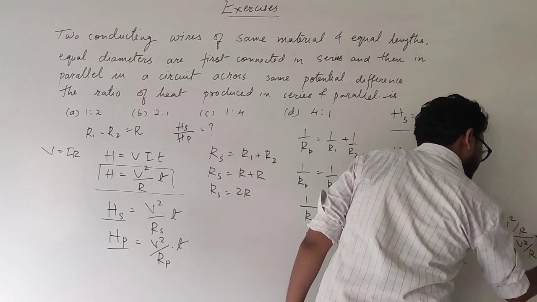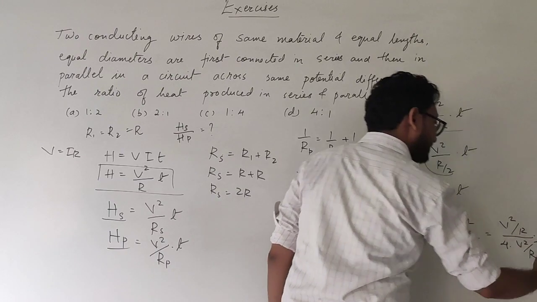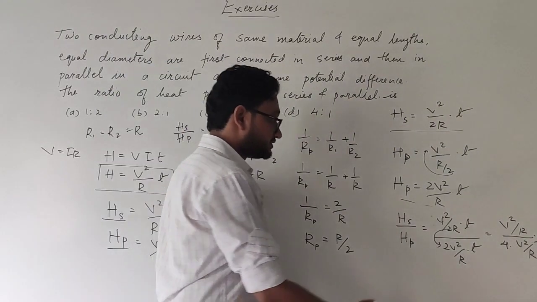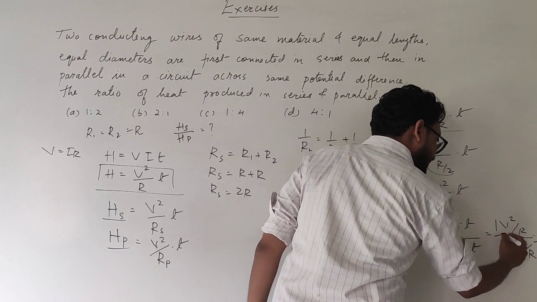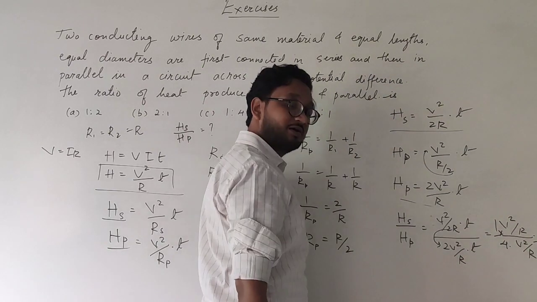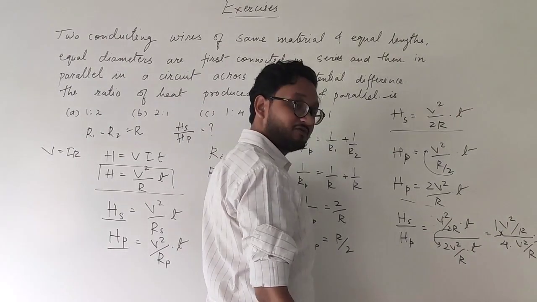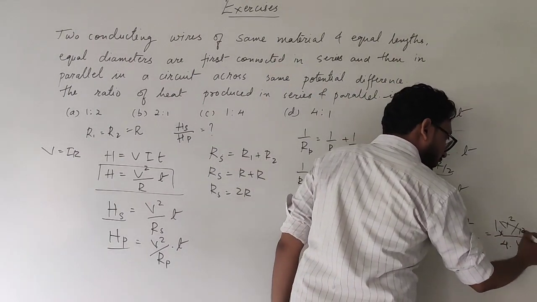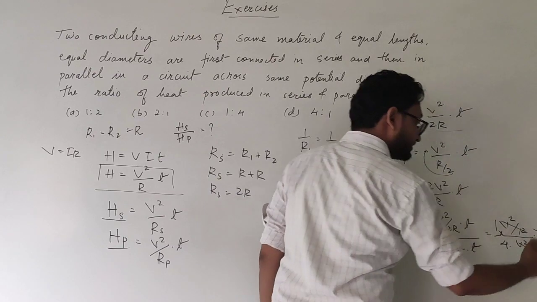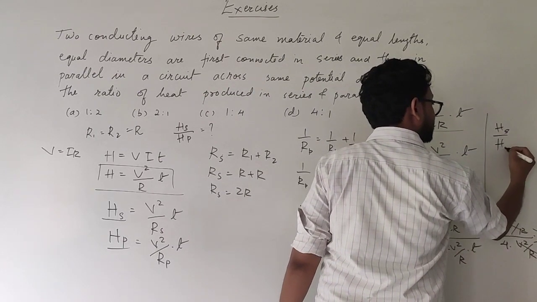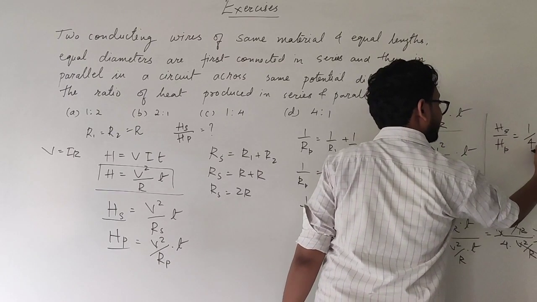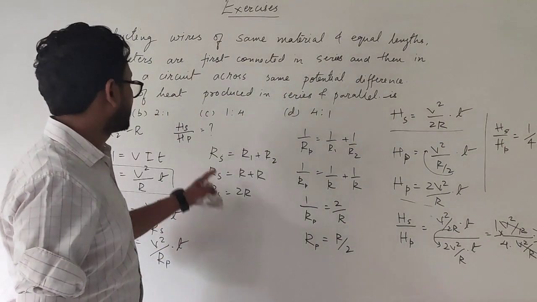square by r into t upon into t. Now as you can see, this 2 and this 2 get multiplied, so it becomes 4, or I can write 1 multiplied by v square by r upon 4 multiplied by v square by r into t. So all of these terms, because they are equal, will get cancelled, and finally what I get is hs by hp is equal to 1 by 4, which is our third option.